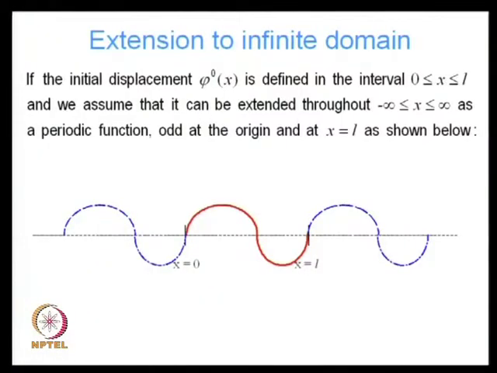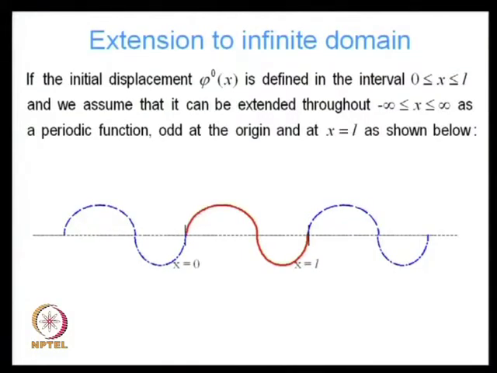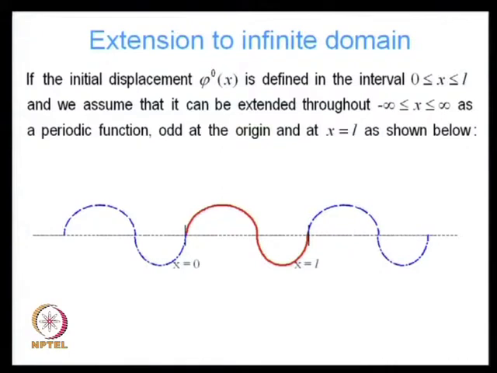But suppose my initial conditions can be extended along the x axis, from x equal to minus infinity to infinity, as a periodic function. Whatever the shape of the function phi at t equal to 0 from x equal to 0 to L, I know that at x equal to 0 and at x equal to L it has to be 0, because it has to satisfy the boundary conditions.